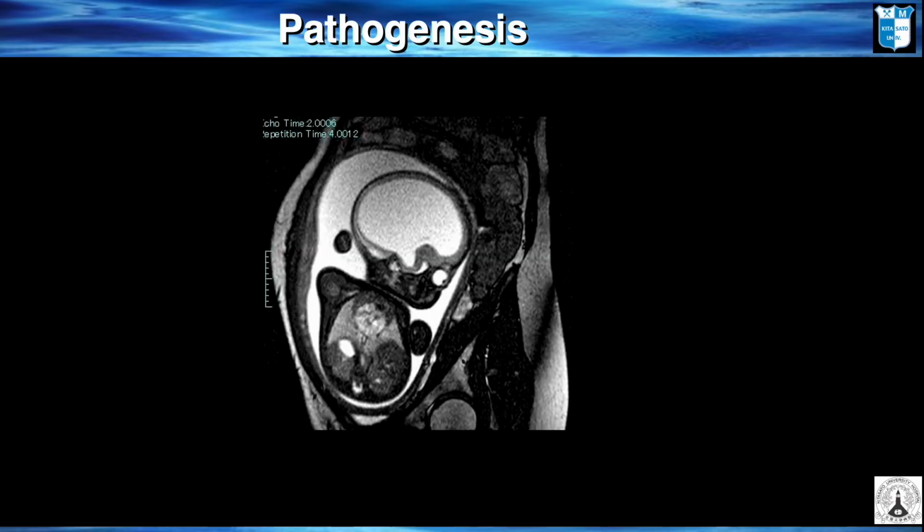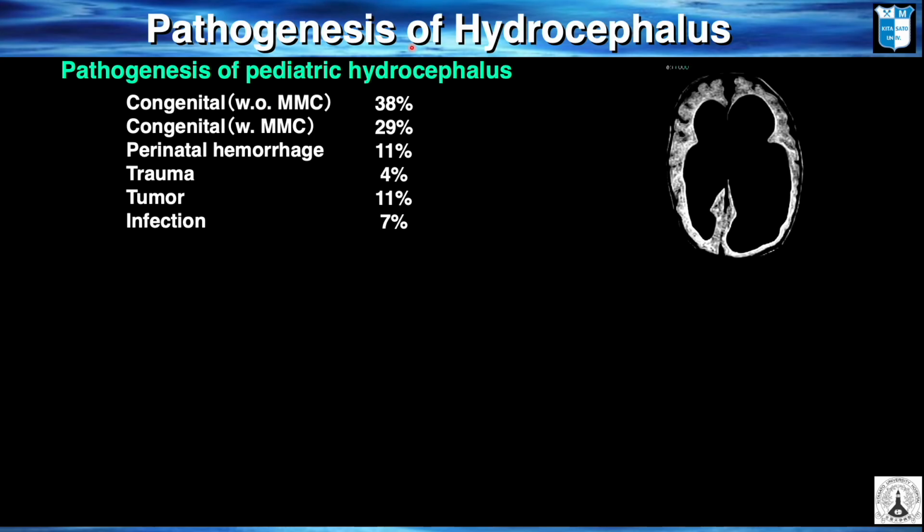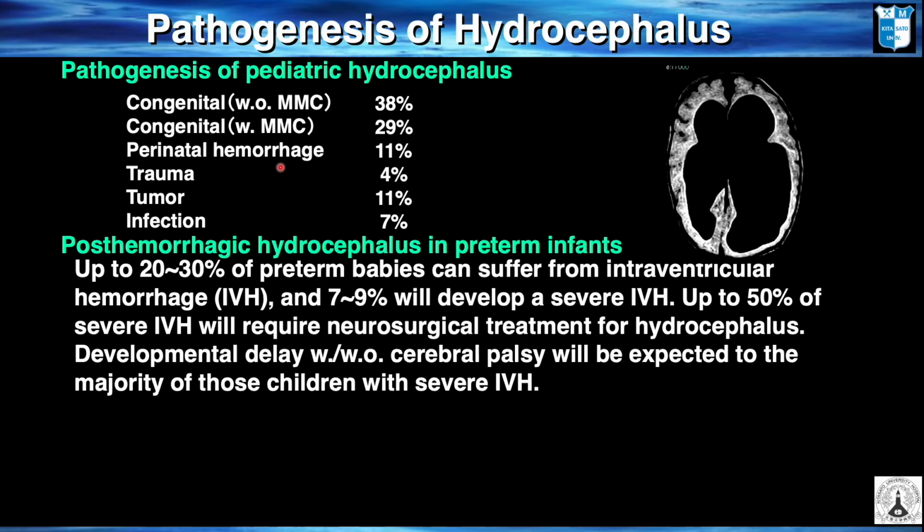Now I'm going to talk about the pathogenesis of hydrocephalus. The pathogenesis of hydrocephalus is influenced by the medical and economic level of the country. This is just one example. Regarding perinatal hemorrhage or post-hemorrhagic hydrocephalus, up to 20 to 30% of preterm babies can suffer from intraventricular hemorrhage, and 70 to 90% of those will develop a severe intraventricular hemorrhage. Among them, up to 50% will require some kind of neurosurgical treatment for hydrocephalus.